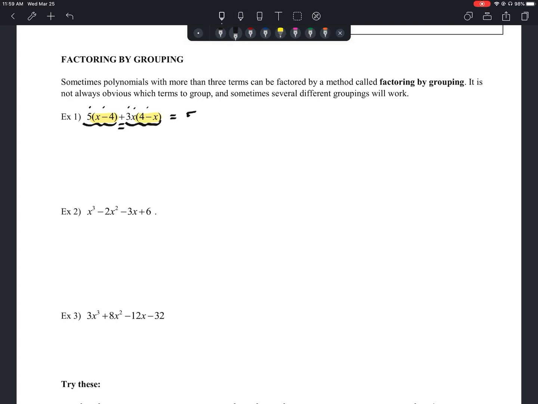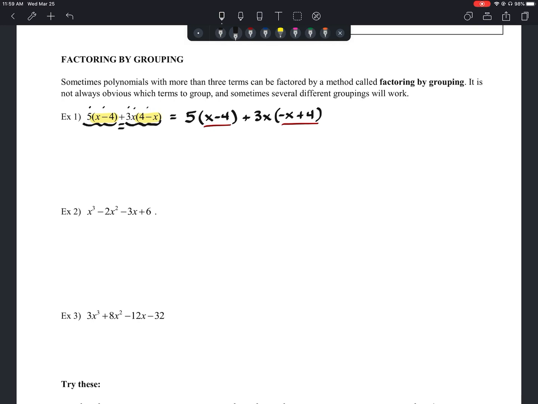I'm going to go ahead and just recopy the first one. I have 5 times the quantity of x minus 4. I'm even going to put here plus my 3x for right now. And then when I look at this, 4 minus x, I could rewrite it as negative x plus 4 first, right? Because if I want these 2 binomials, the ones that are part of our factors right now within our larger polynomial, to be the same, I'm going to need to factor out a negative out of one of them. So let's do that to the one on the right here.